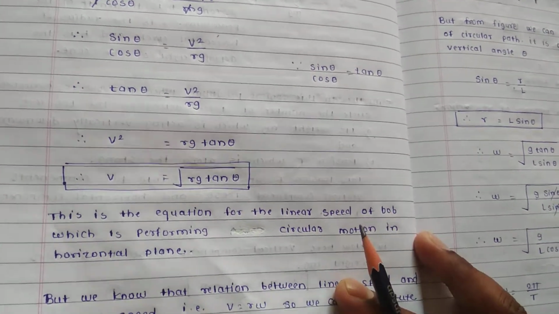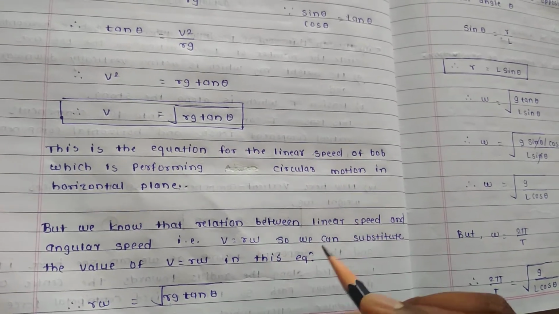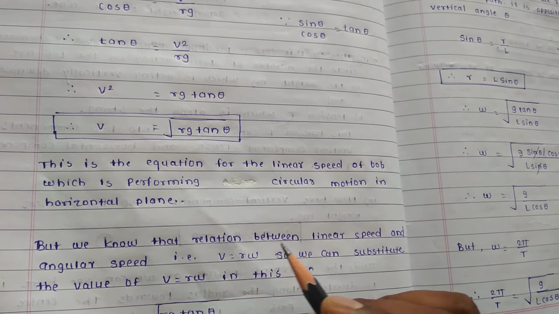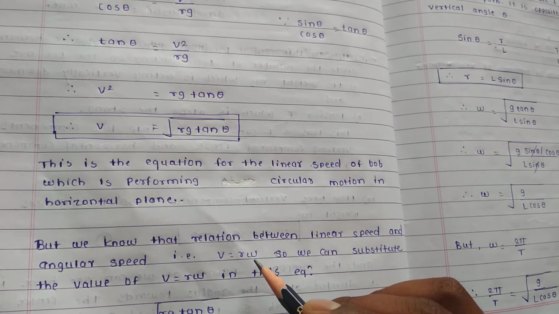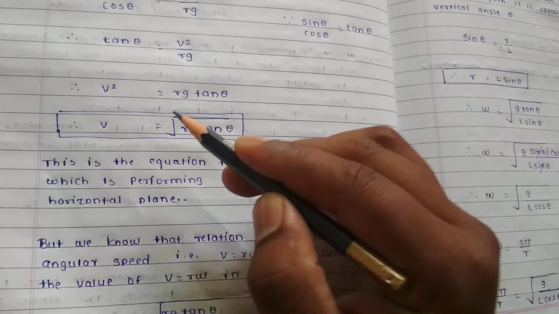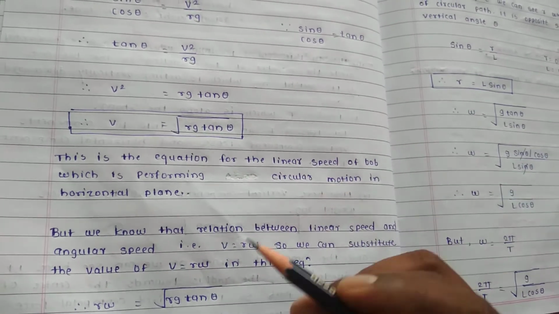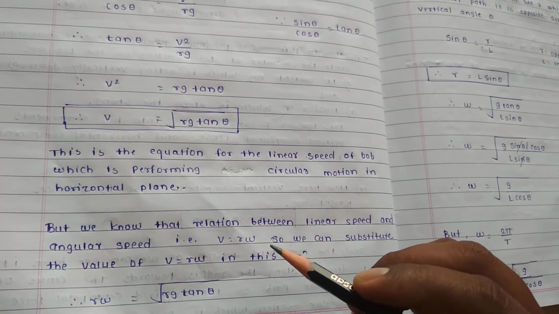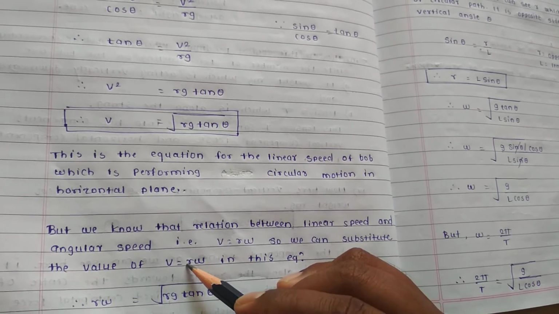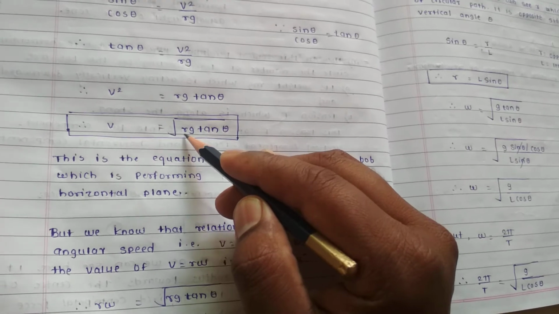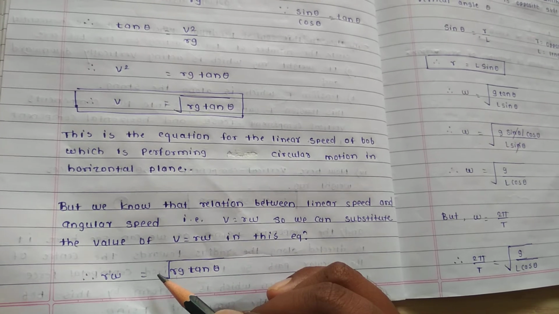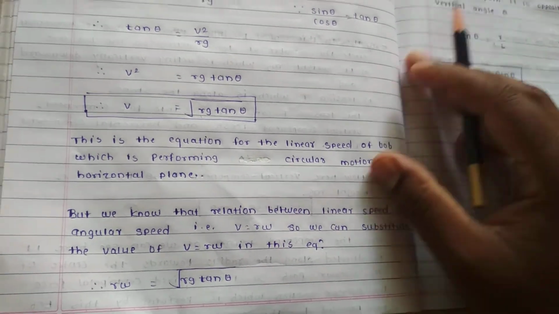But we know the relation between the linear speed and angular speed, that is v is equal to r omega. So we can substitute the value of v as r omega in this equation. Therefore, r omega is equal to under root rg tan theta.